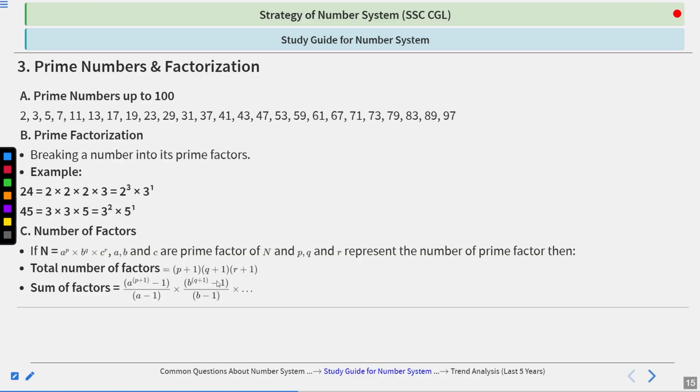And the next question asked in SSC CGL exams related to factors is the sum of factors. So the formula will be (a to the power p plus 1 minus 1) upon (a minus 1), multiplied by (b to the power q plus 1 minus 1) upon (b minus 1), and so on.